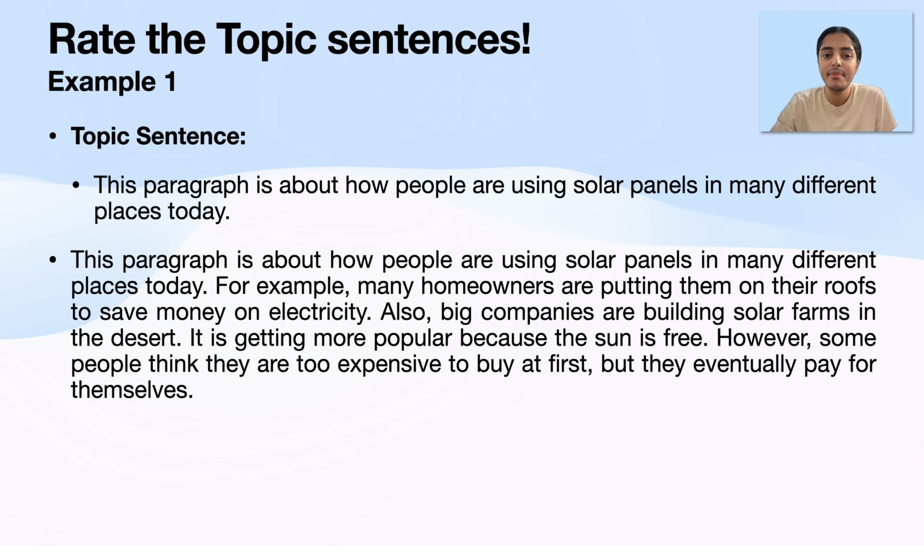This paragraph is about how people are using solar panels in many different places. For example, many homeowners are putting them on their roofs to save money on electricity. Also, big companies are building solar farms in the desert. It is getting more popular because the sun is free. However, some people think they are too expensive to buy at first, but they eventually pay for themselves.